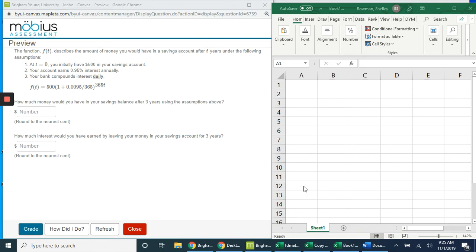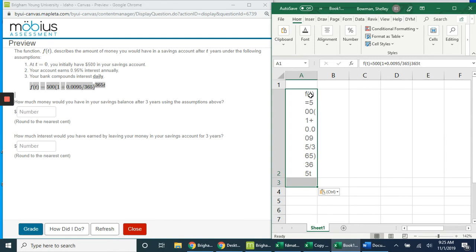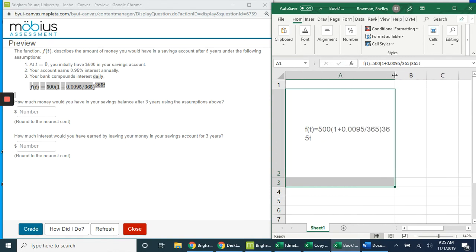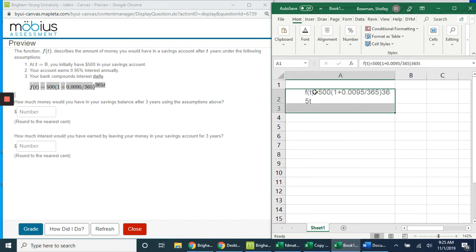They've given us this formula here, and one of the benefits of having Excel versus using your calculator is I can highlight this and copy, and then I'm going to come over here and paste, Control V, and make this larger so that we can see it. Okay, now the first thing I'm going to do is take out the f of t part, and then look through everything else to make sure that it's correct so that Excel knows how to calculate it.